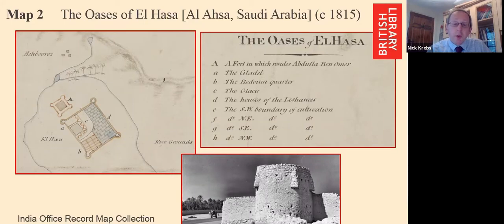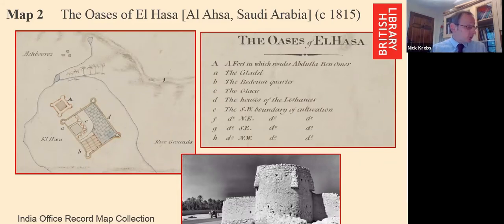And also on the map, quite unusually for Arabia, there are some rice grounds, and rice is obviously quite an unusual crop in Arabia, but because of the oasis situation it's perfectly feasible to grow it in those areas.